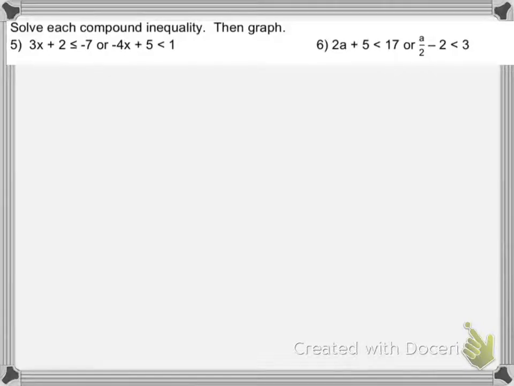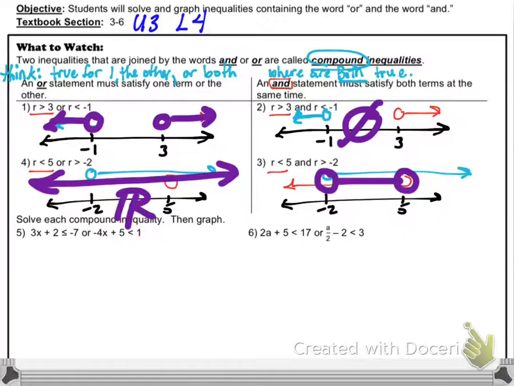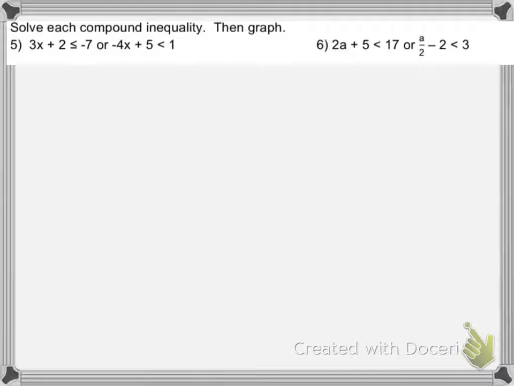All right, picking up where we left off. So we just went over this, and now we're going to actually solve a couple of compound inequalities. So we solve each of them individually, the way we normally would solve an equation. Isolate the variable. Be mindful if we multiply or divide by a negative.